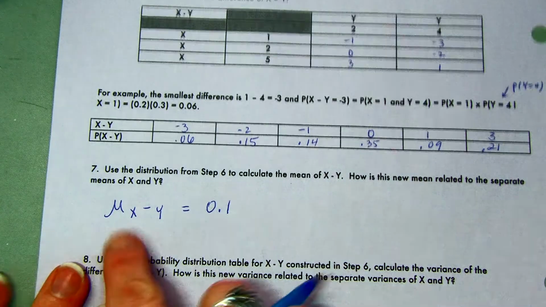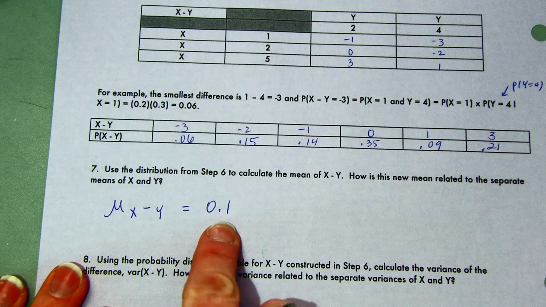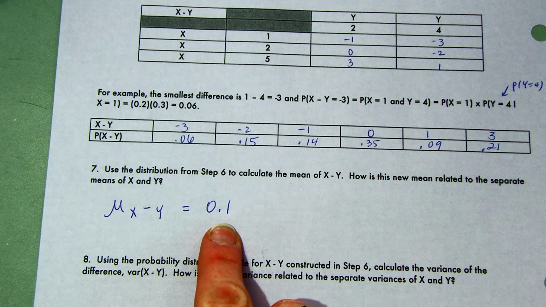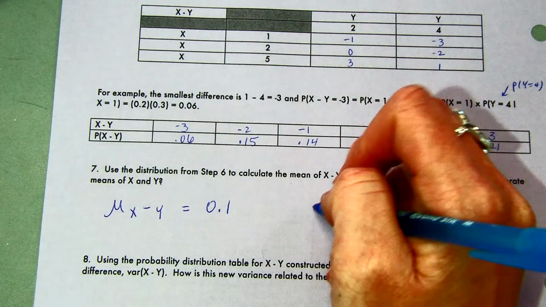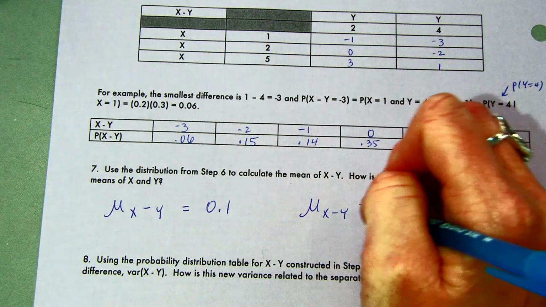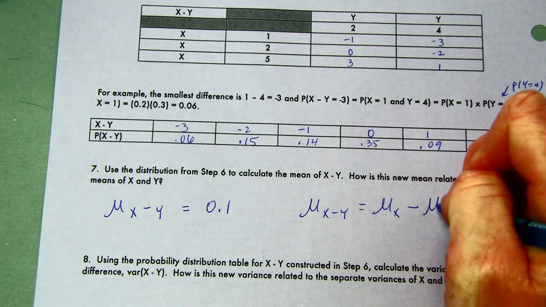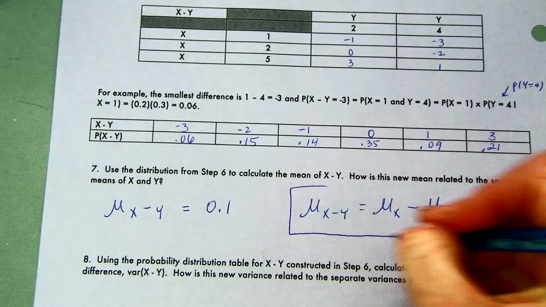Okay, so the mean of x minus y is 0.1. How is that related to the mean of x and the mean of y? Yeah, you subtract them. Mu sub x minus y is equal to mu sub x minus mu sub y. That's cool.